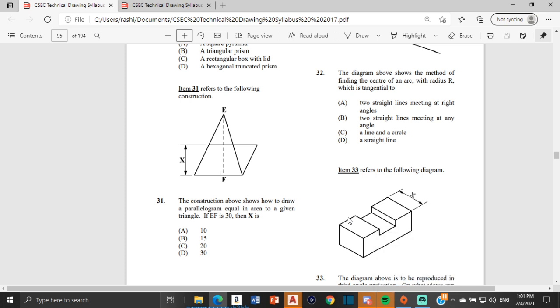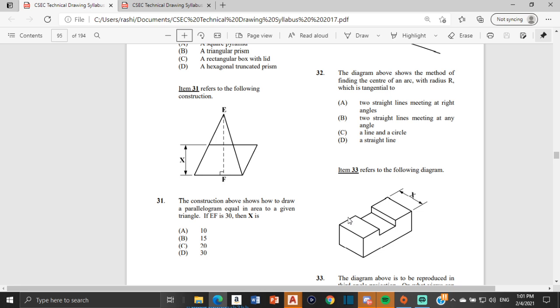Now for this video we're going to be looking at 30 multiple choice questions. This is the second video in which we're looking at technical drawing multiple choice questions. We already did a previous video where we looked at 30 questions, and today we're going to be looking at another 30 technical drawing multiple choice questions. So we'll start at number 31 here because we stopped at number 30 the last time.